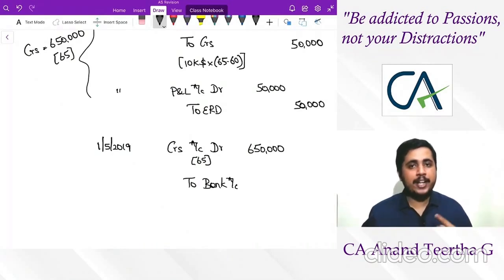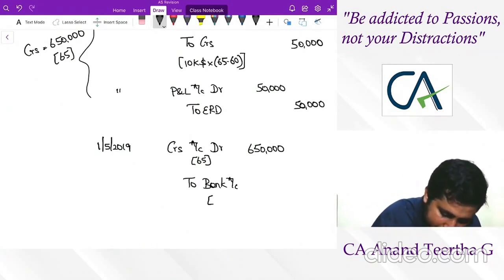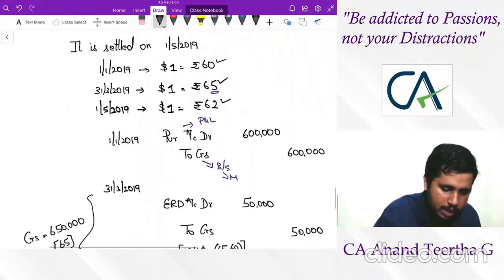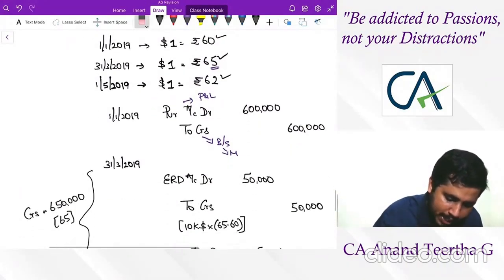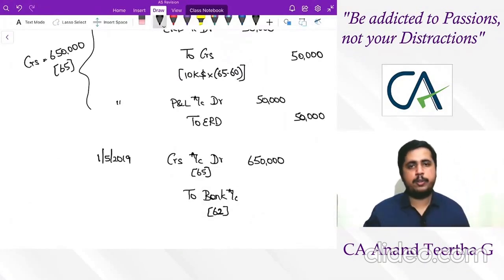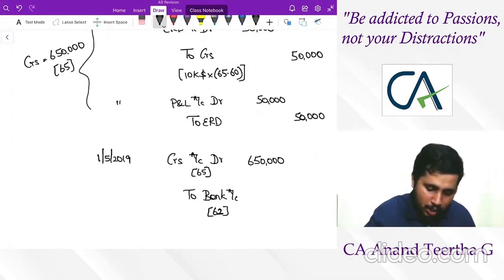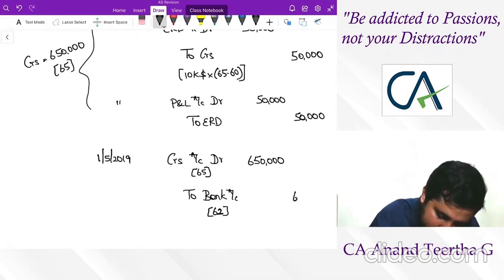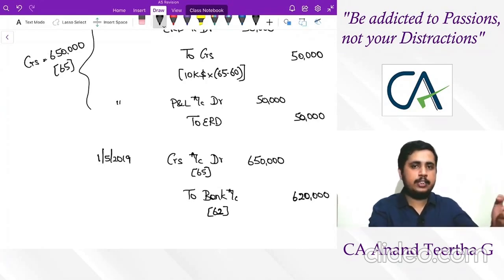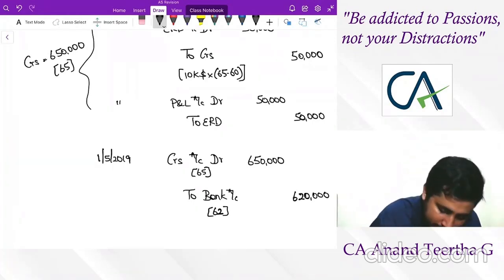But what is the price at which you paid? You paid at 62 rupees, because as on 1/5/2019 the exchange rate is 62. So for bank, how much will apply? Bank will apply 6,20,000. So the recognized creditor was at 65 rupees, but payment is made at 62. You paid less. Where will the difference go again? It will go to ERD. This is your settlement date ERD I mentioned.